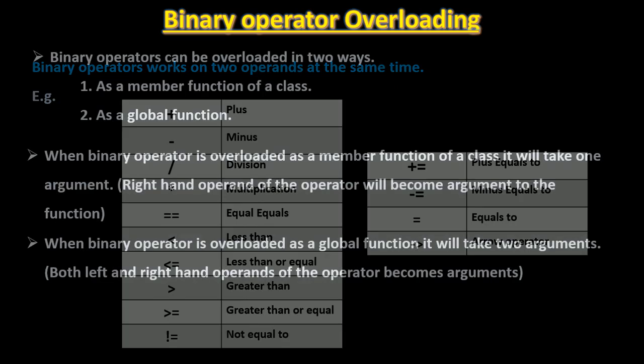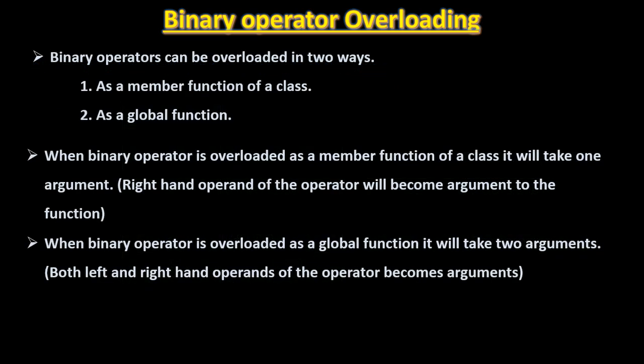These binary operators can be overloaded in two different ways. One is by making the binary operator overload function a member function of a class, or by making the operator overloaded function a global function. Why is it called operator overloading? Because we are giving additional load to the operator, that's why it is operator overload.